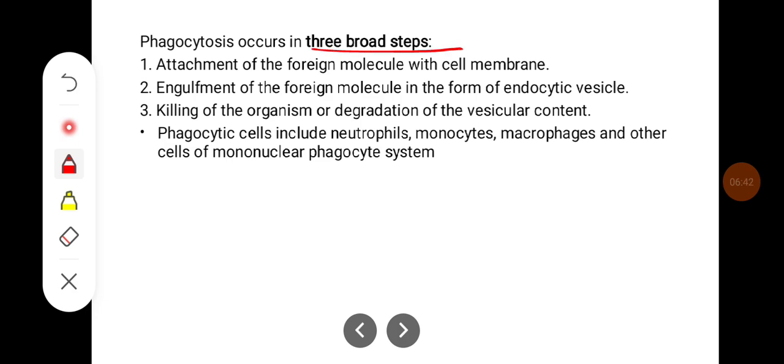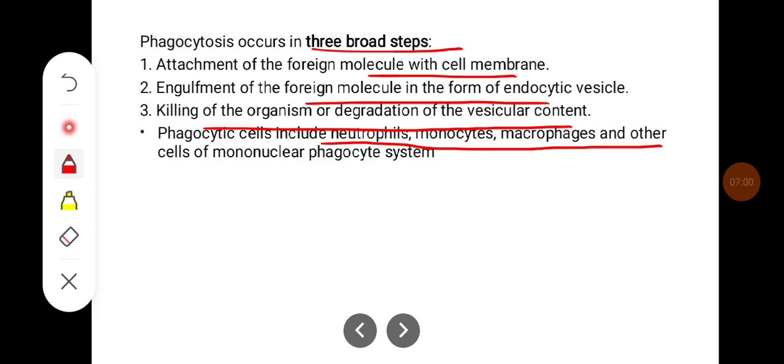Phagocytosis occurs in three broad steps. The first is attachment of the foreign molecule with the cell membrane, then engulfment of the foreign molecule in the form of an endocytic vesicle, then killing of the organism or degradation of the vesicular content. The phagocytic cells include neutrophils, monocytes, macrophages, and other cells of the mononuclear phagocyte system.